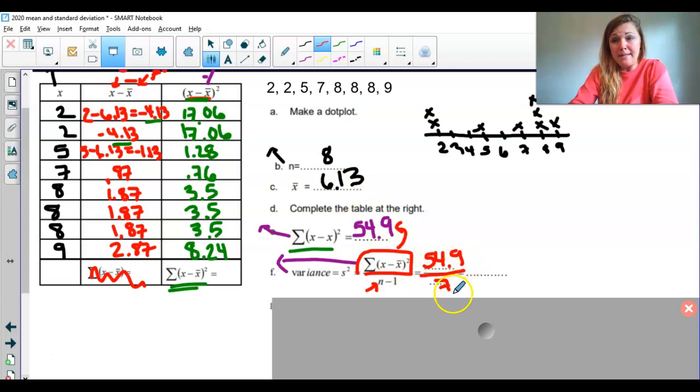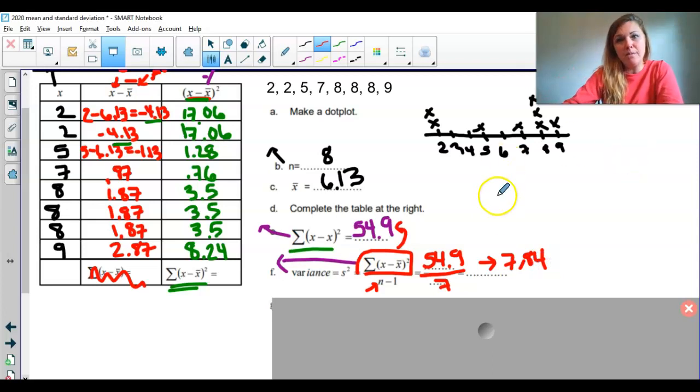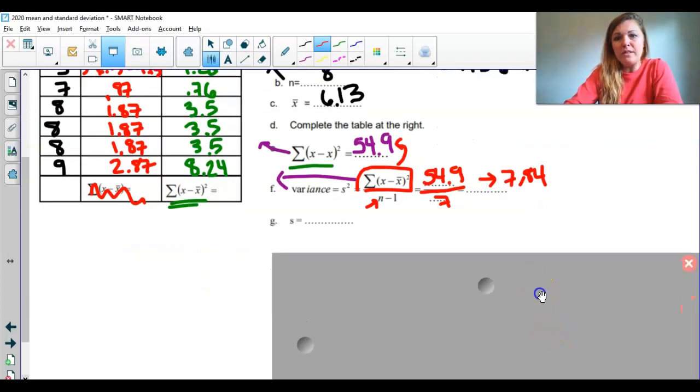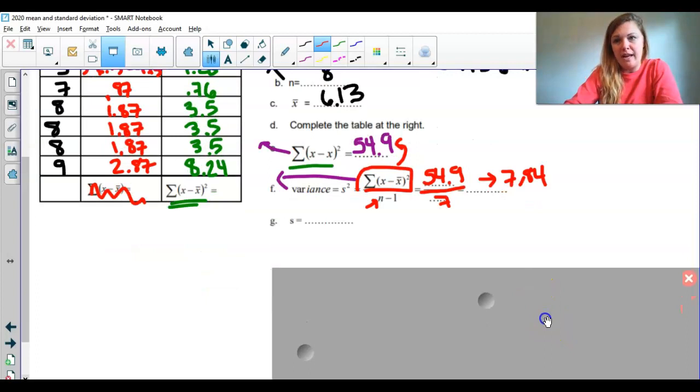54.9 divided by 7. We're going to type that in our calculator. And we get 7.84. Again, we're going to round everything to the nearest hundredth. This is called our variance. It's another measure of spread that we use to finally get our standard deviation.